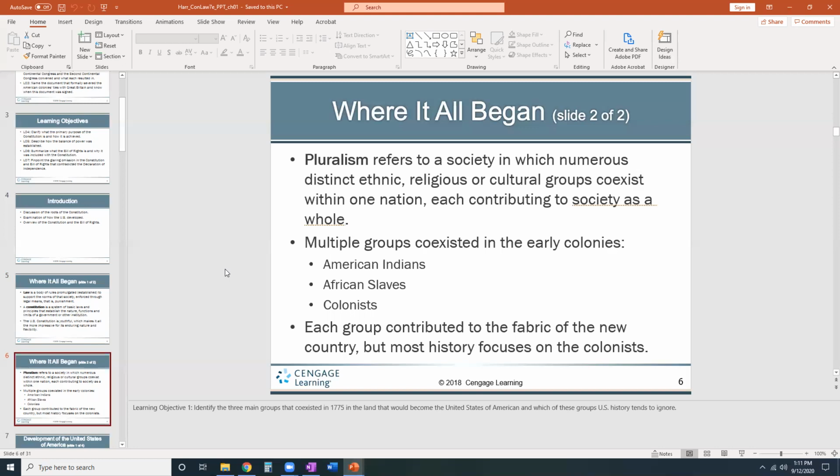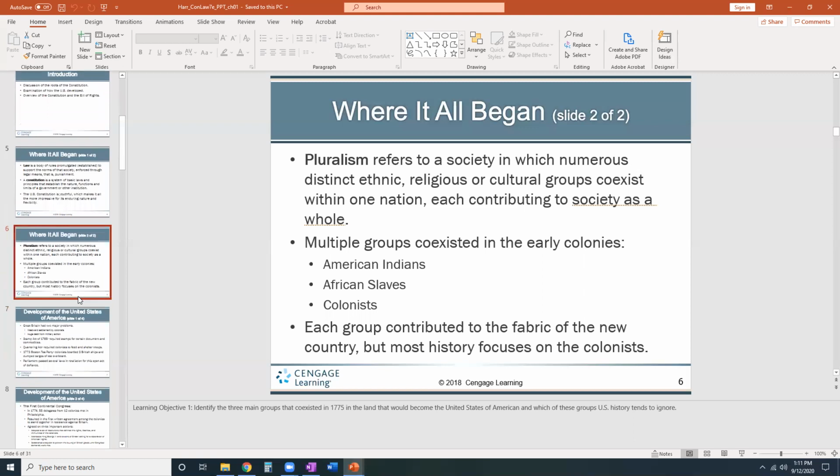Each group contributed in their own way to the creation of the United States. However, this textbook is going to focus primarily on the colonists because those were the main power brokers. They were the people who had most of the power when the Constitution began and when the Constitution was written.